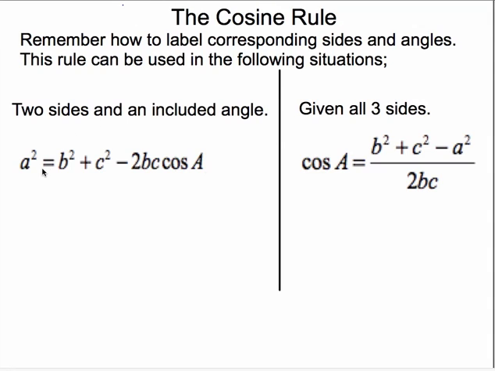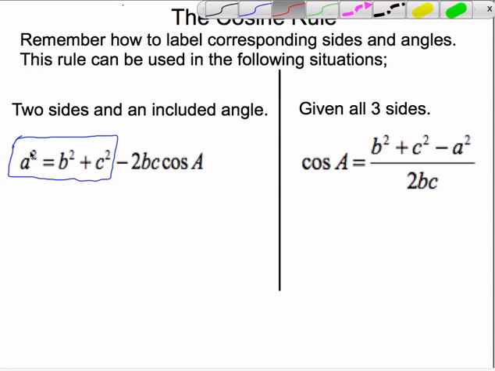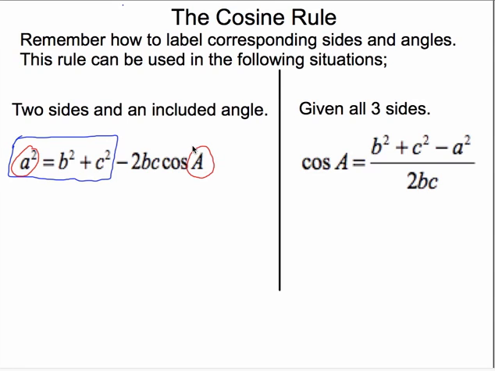So here's the cosine rule: a squared equals b squared plus c squared minus 2bc cosine A. Notice if we look at just this part, it looks kind of like the Pythagorean theorem. So it works very similar, except we've got the extra bit. And the main thing to note here is that this A corresponds to this angle right here. Okay, so that's the corresponding angle.